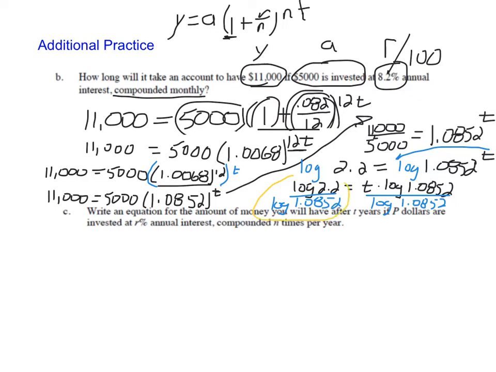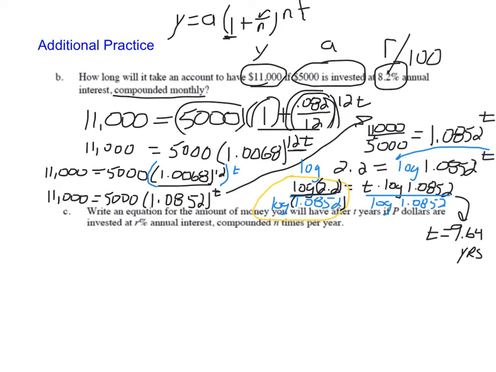And if you divide this on your calculator, t comes out to be about 9.64 years. Now when you divide this on your calculator, when you take the log of 2.2, make sure you put parentheses around the log of 2.2, then your division sign, and then the log of 1.0852.